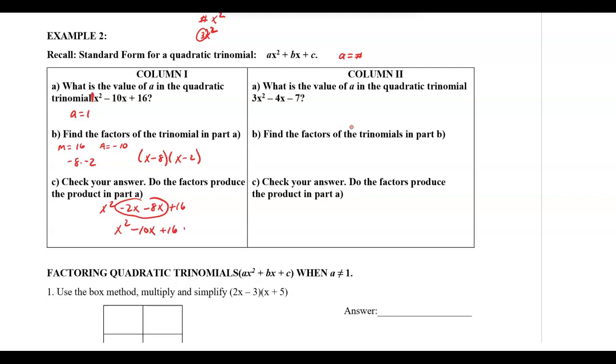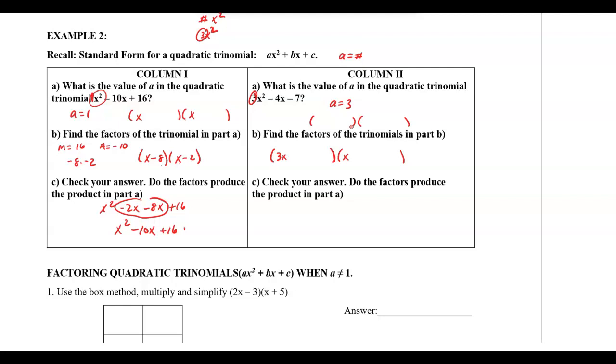What about the second column? What makes this a little bit more challenging? Well, in this case, what is the value of a? A is equal to 3. So what makes this complicated now is that in the first one, we knew right away the first term in each binomial had to be x, because x times x would give us that x squared. But now, whatever we put in the front has to multiply to give me 3x squared. So I know right away that I have to have a 3x and an x, because when I multiply them, I have to get 3x squared.